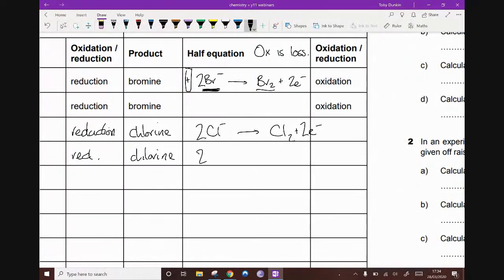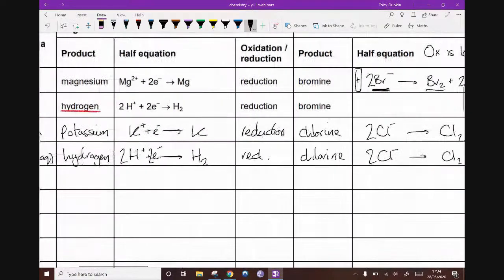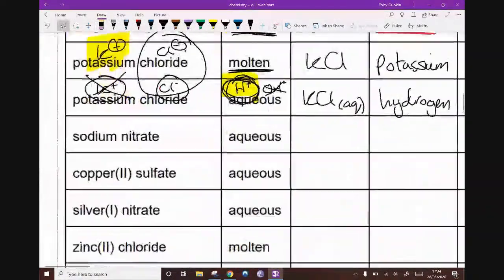And the second thing is the same one. 2 chlorides go in, 1 chlorine molecule comes out, and 2 electrons. And these are both oxidation. Right, let's keep going. Let's go to the harder ones. Right, I like these 2.